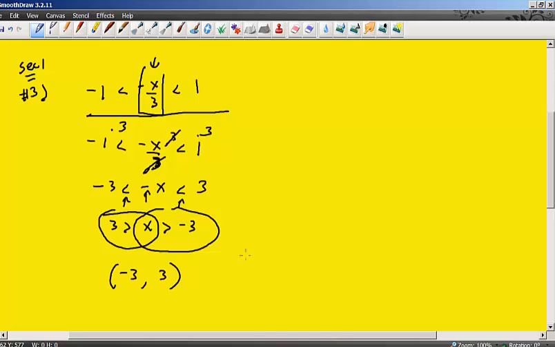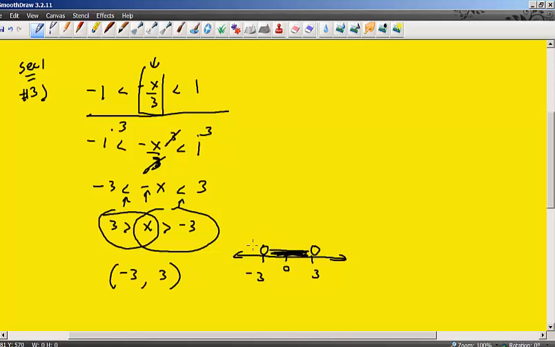That's interval notation. If you were to graph this, it will look like this. 0 in the middle, negative 3 to the left, open circle at negative 3, 3 to the right, open circle at positive 3, and all the numbers in between 3 and negative 3.